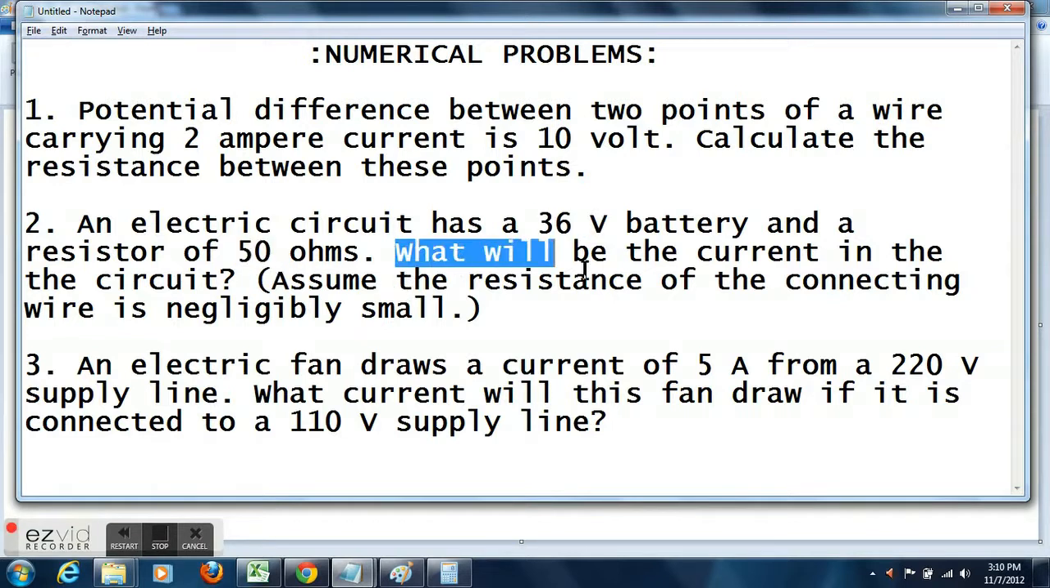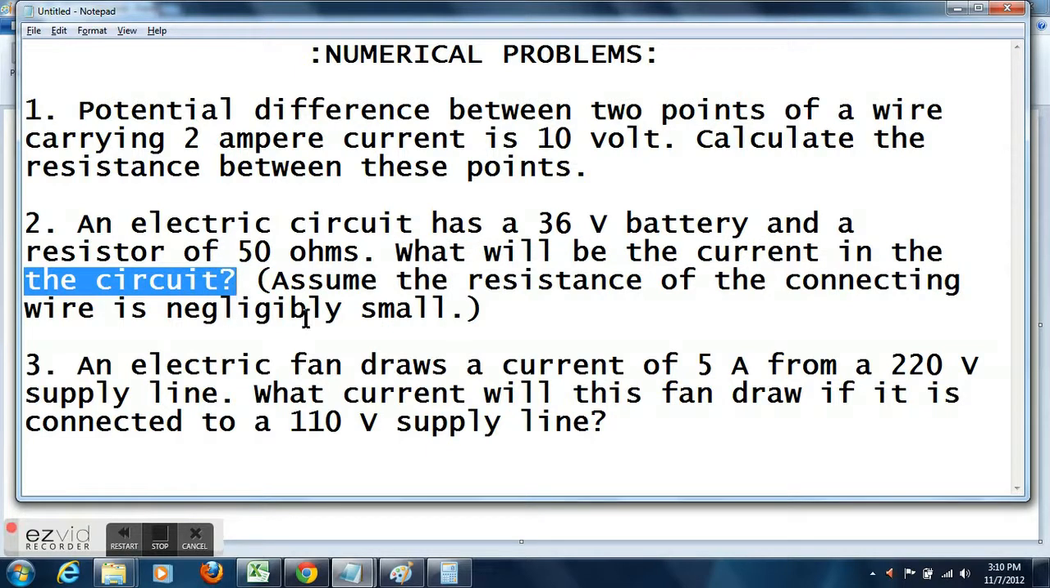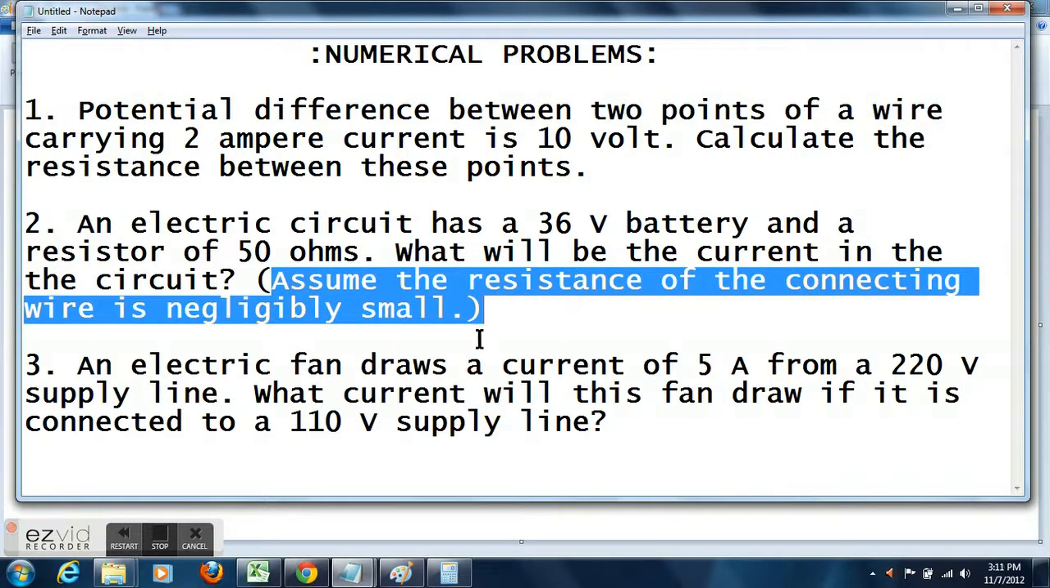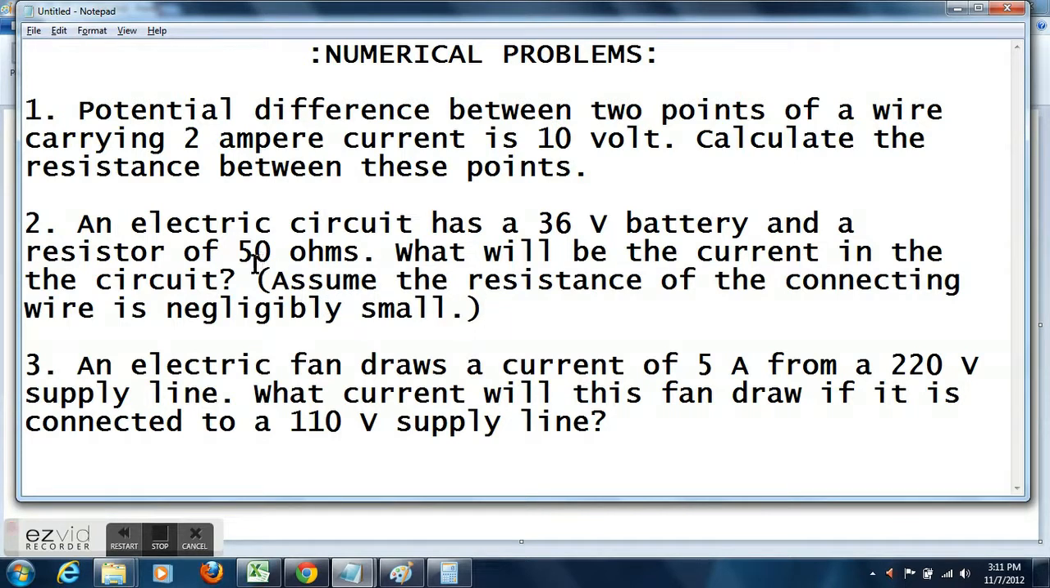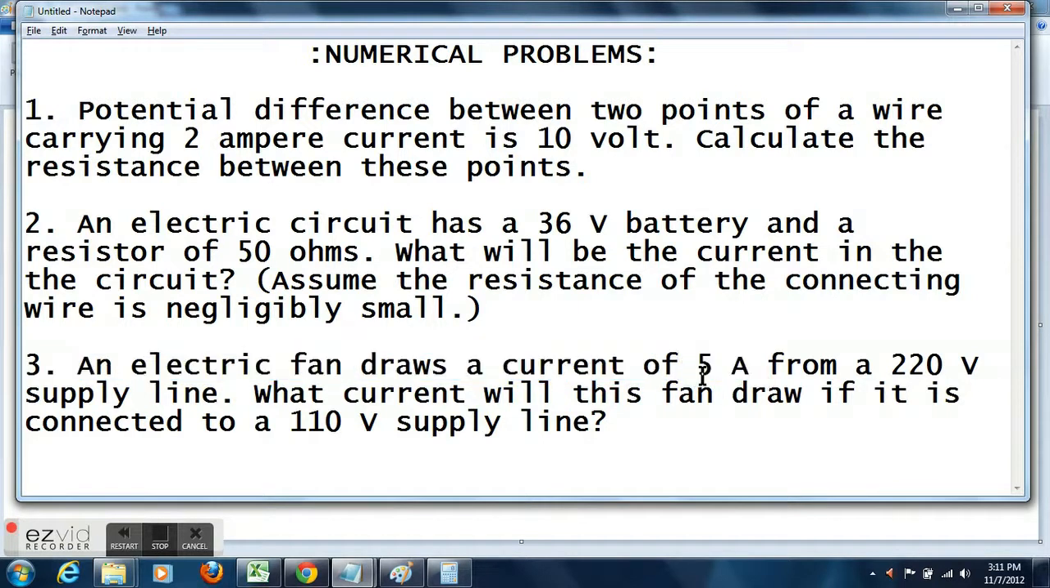Now one thing you need to assume here, that the resistance of the connecting wire is negligibly small. As a matter of fact, for all these problems you always need to assume that the resistance of the conducting wire is negligibly small. That means you can take it as 0 unless it is explicitly mentioned. Always take the resistance of the connecting wire as 0.